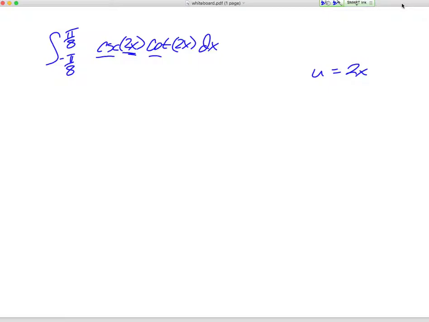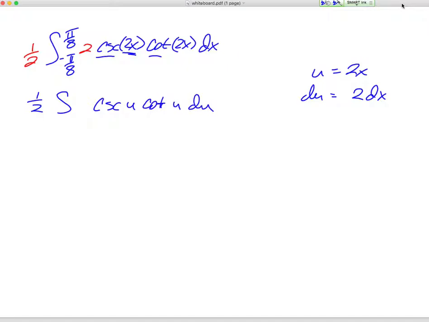So my u is 2x, so that means du equals 2 dx. Then what do I ask myself? Do I have du? Is my derivative there? No. So I need a 2, which means I need a 1/2 out here. So I make my substitution. That would be cosecant u, cotangent u, du, which we know how to integrate.